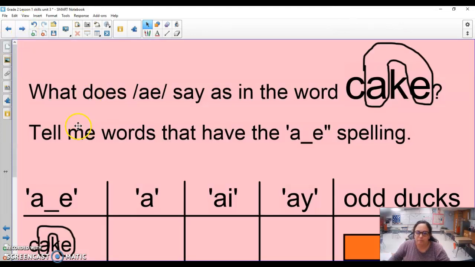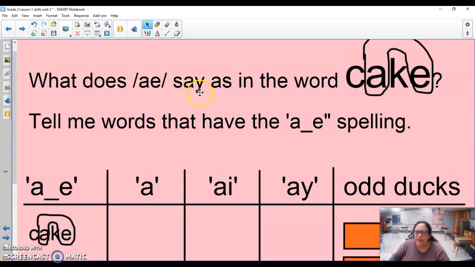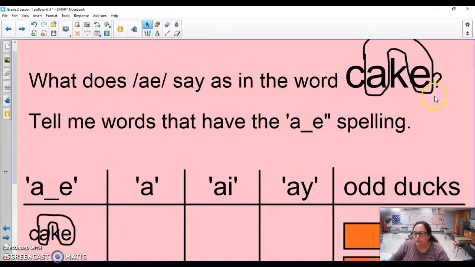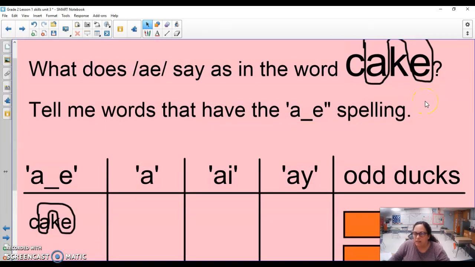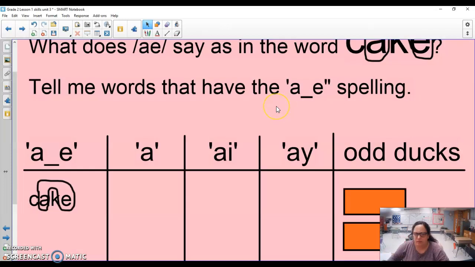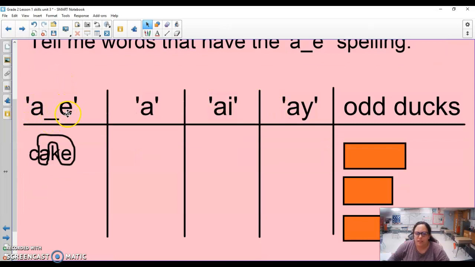All right, good job. Okay, for the next part, what does A say in this word? Remember, in this word, it's A consonant E. The syllable type is A consonant E or silent E. It's when you have one vowel, one consonant and then the silent E, and the vowel is long. So what does A consonant E say? Yeah, it says A. Because remember, this silent E is a magic E, and it says, hey, A, say your name, and I'm going to be quiet.